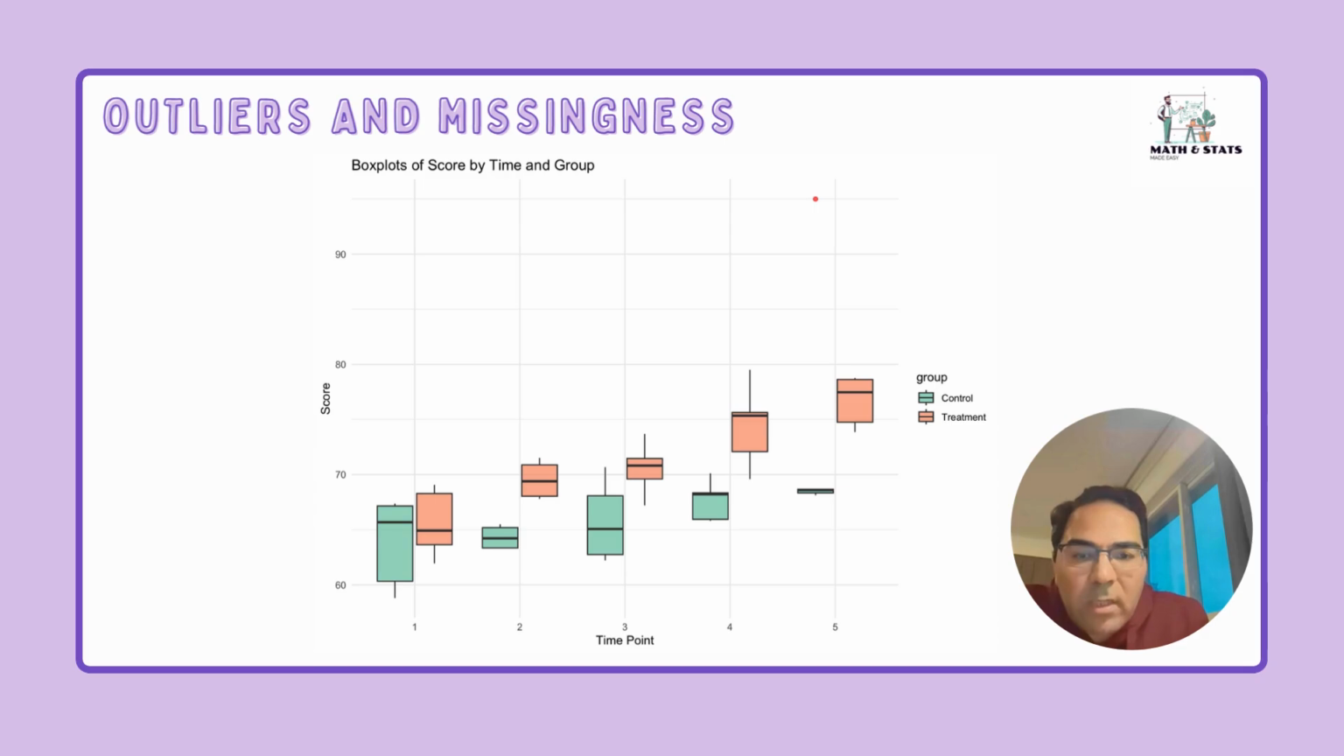EDA is also the stage to spot unusual subjects and missing values. For example, at time 5, we have an outlier for the control group. One student has a very high score, and missing values are quite common in longitudinal data. We will discuss them in future lessons.